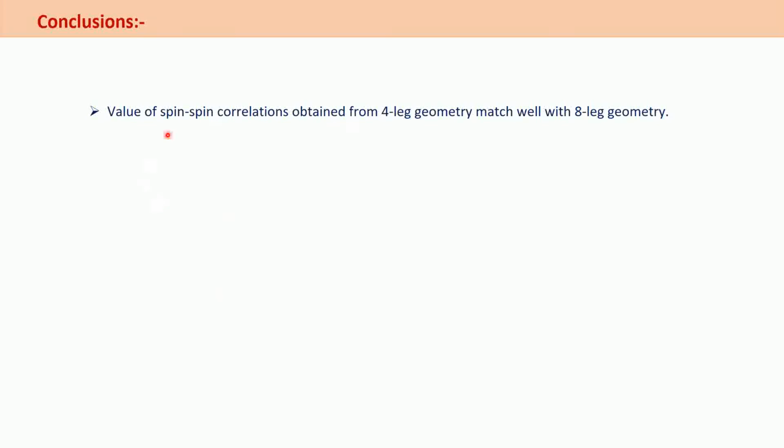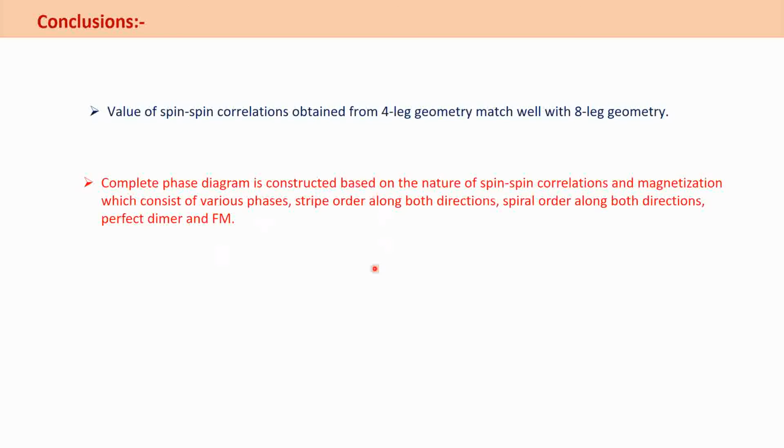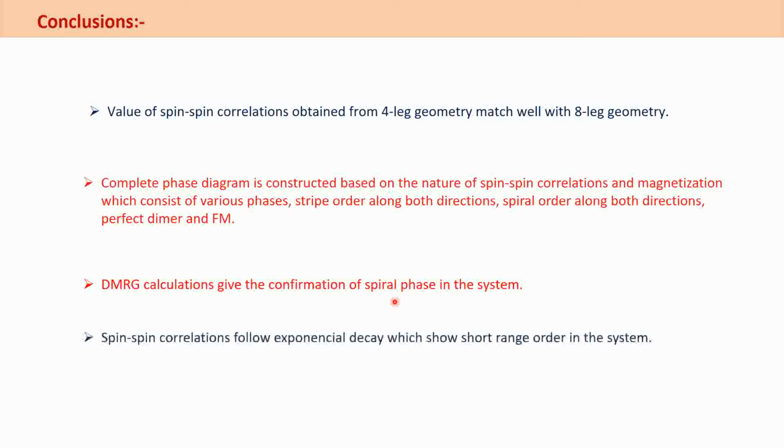So this is our conclusion. We have started our calculation with 4-leg geometry, and it is well matching with the 8-leg geometry's results. We have constructed the phase diagram which consists of various phases. We have also given a confirmation of the existence of spiral order, and very short range order exists in our system.